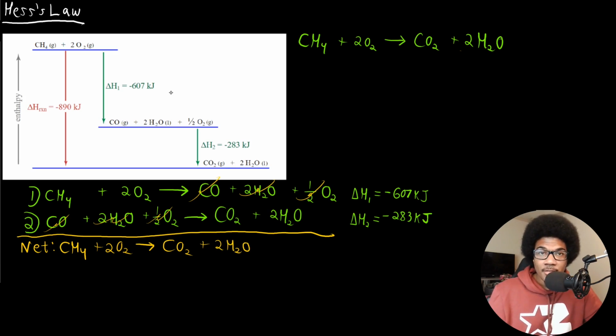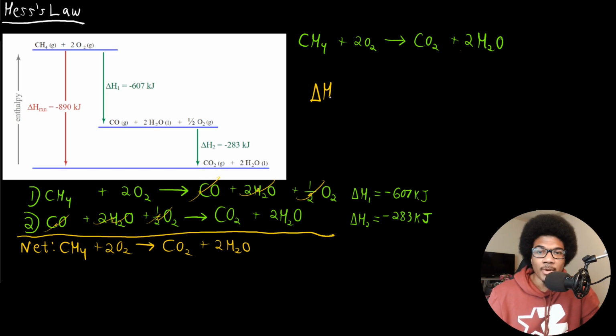Right, now there's an enthalpy change associated with each one of these steps. The first step has an enthalpy change of negative 607 kilojoules. The second step has an enthalpy change of negative 283 kilojoules, right? What Hess's law allows us to do is to sum up those enthalpy changes in order to solve for the total enthalpy change throughout the reaction.